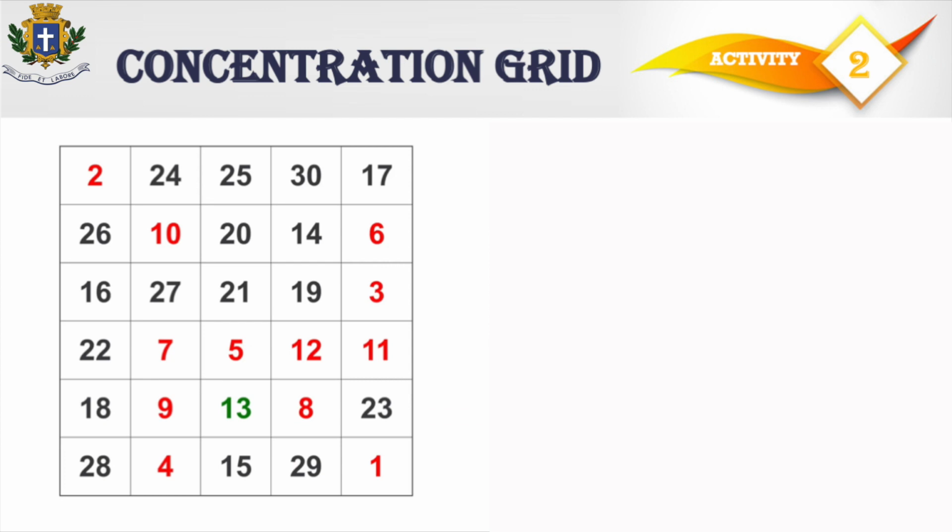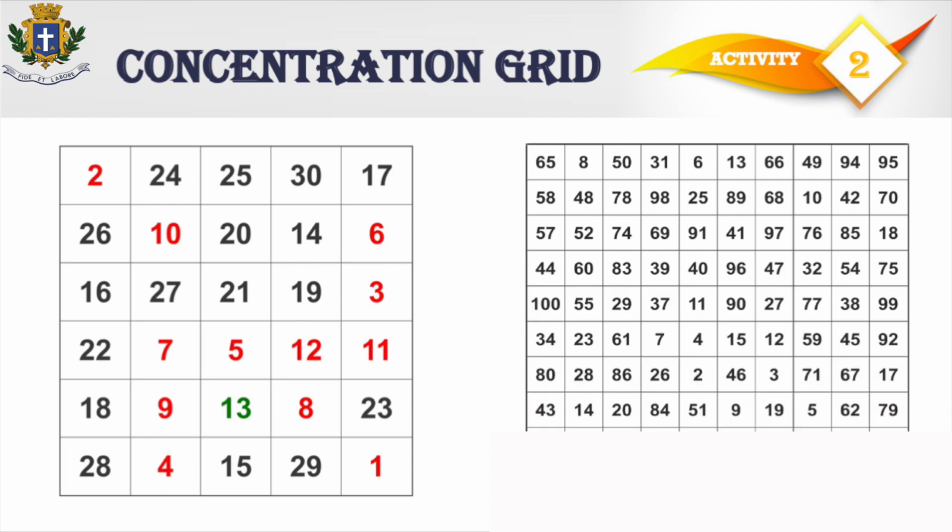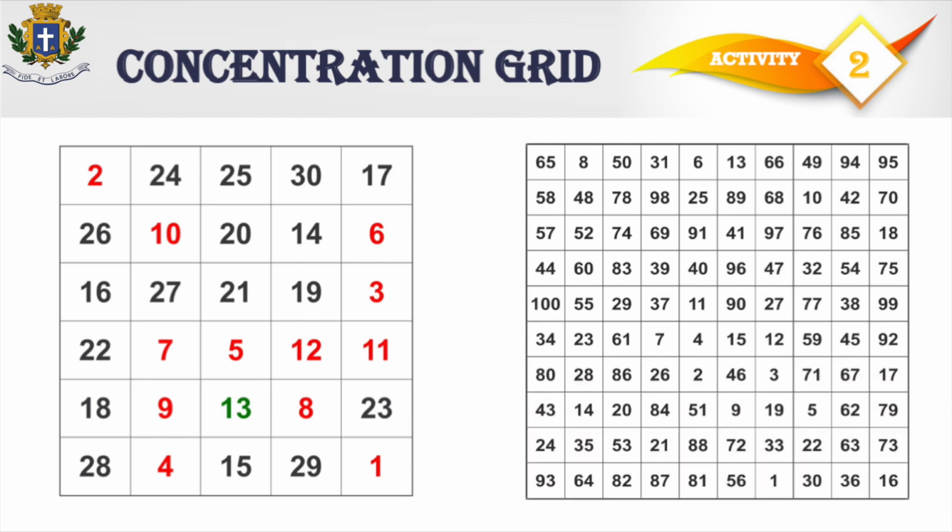Now, what is a concentration grid? In a concentration grid, each number in the number grid is randomly assigned and the child strikes the numbers in sequence, starting from the lowest number in the grid to the highest. You may increase or decrease the range of numbers depending on task completion. Please make sure to use a different grid every time.